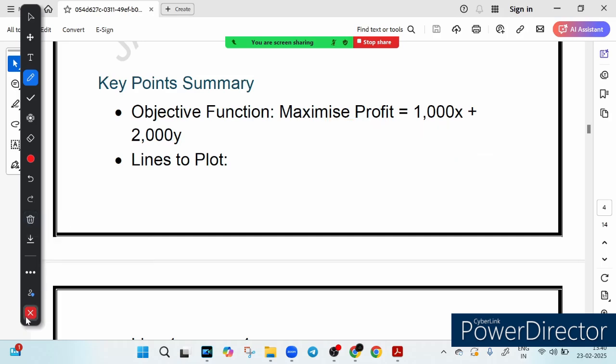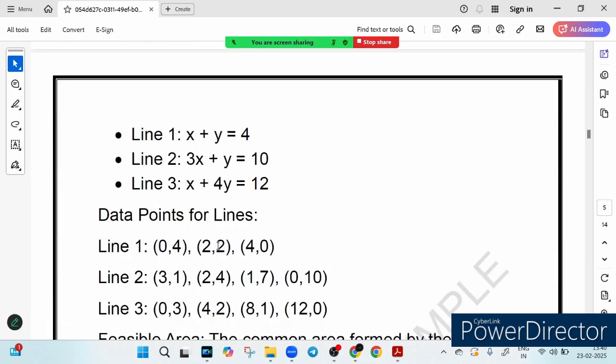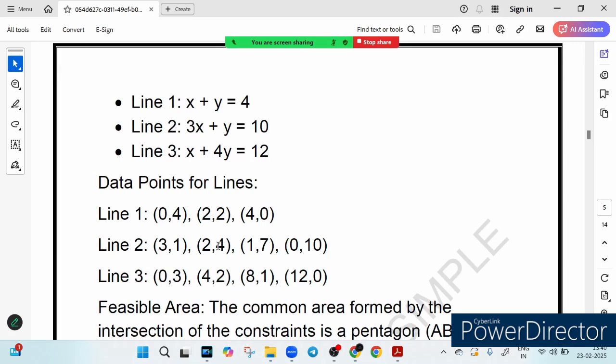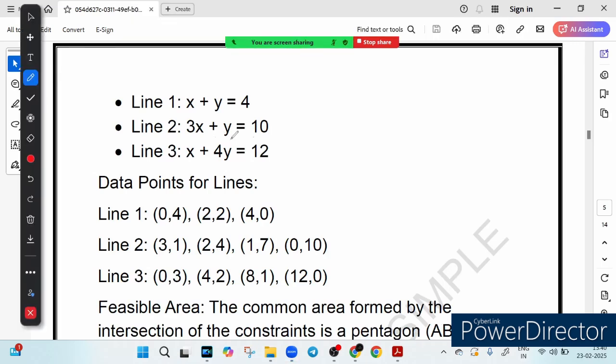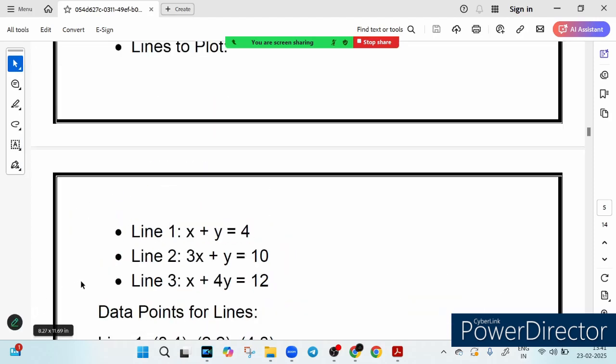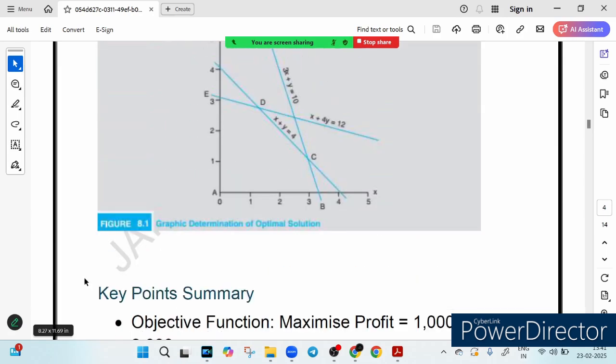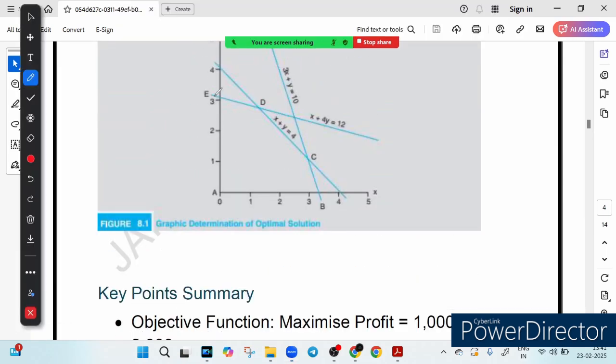Step number 2, we will plot the key constraints, right? So just now we have plotted: line 1 represents x plus y is equal to 4, line 2 represents this, line 3 represents this, and now we have the data points. For the first line we have the data points 0 comma 4, 2 comma 2, 4 comma 0. Let me show you the data points. So for the first line you see this point. So this is 0 comma 4, and this is 4 comma 0, and somewhere 2 comma 2. So these are the data points.